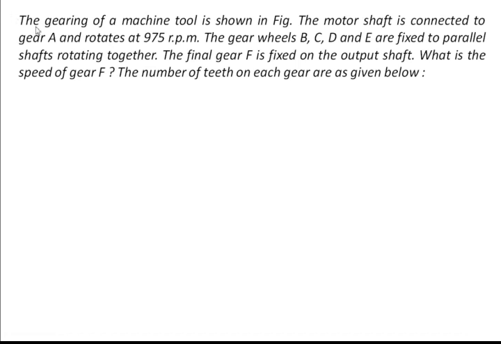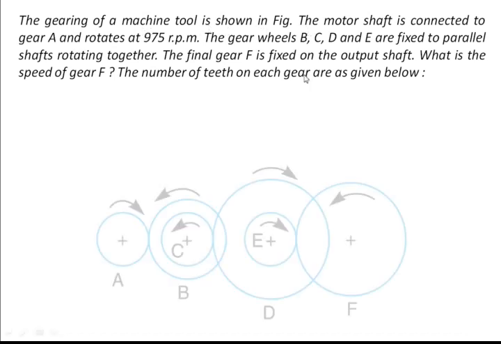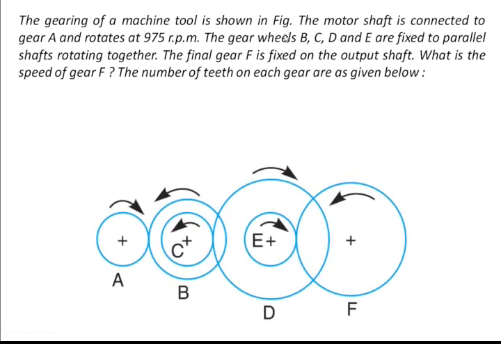The statement of the problem is: the gearing of a machine tool is shown in figure. The motor shaft is connected to gear A and rotates at 975 rpm. The gear wheels B, C, D and E are fixed to parallel shafts rotating together. The final gear F is fixed on the output shaft. What is the gear speed for F if the number of teeth on each gear is as given below?